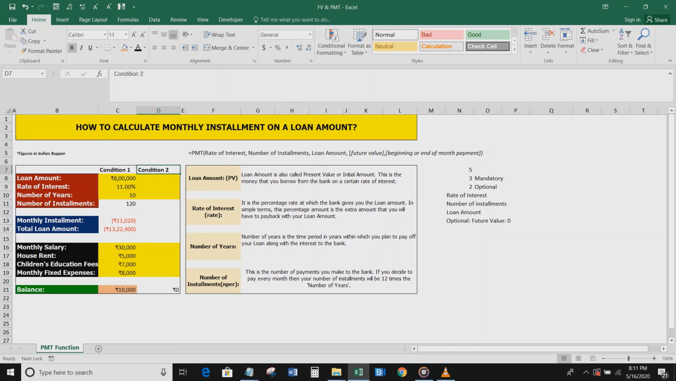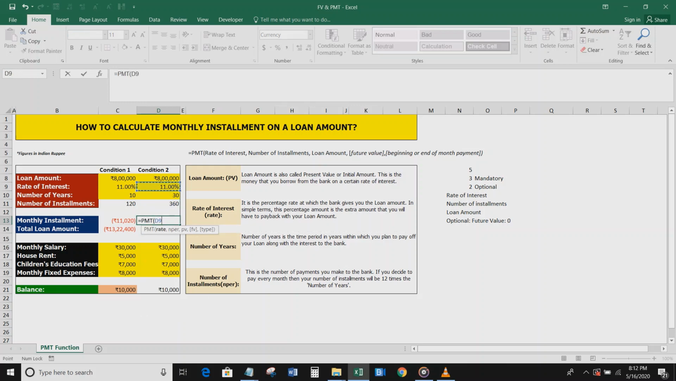Check my monthly installment if I decide to pay in 30 years instead of 10 years. All the other variables will remain the same. So my salary is going to be 30,000 as it is. My child's education fees, other fixed expenses, loan amount I will take is the same. I'm going to take 8 lakh rupees, and the interest is not going to change. It's going to be 11%. But the period, the time I'm going to pay off is going to be 30 years. So that means 30 into 12 is equal to 360 installments.